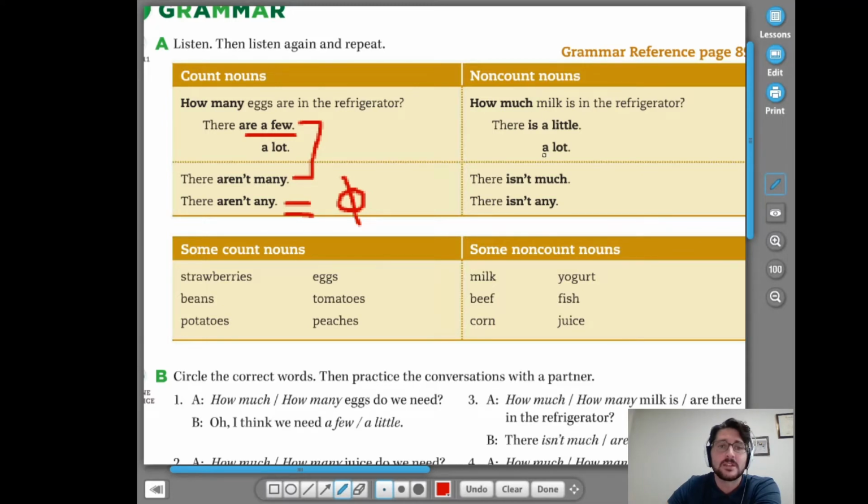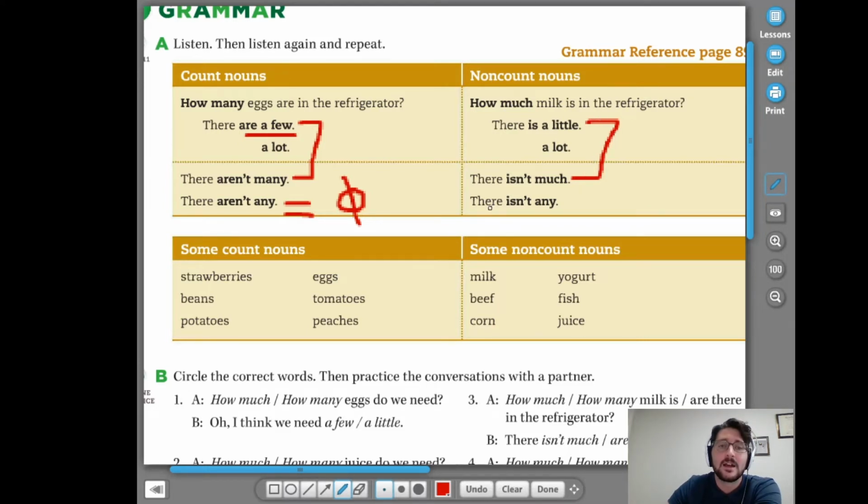Also for non-count nouns, we also have a negative sentence. Earlier for count nouns, there aren't many eggs. For non-count nouns, we say there isn't much. 조금만 있으면 별로 없어요. There is a little milk, or there isn't much milk. Same meaning, right? 똑같은 뜻이에요.